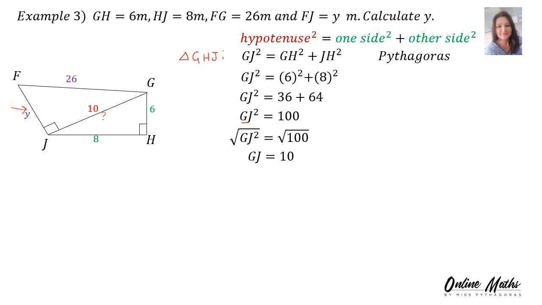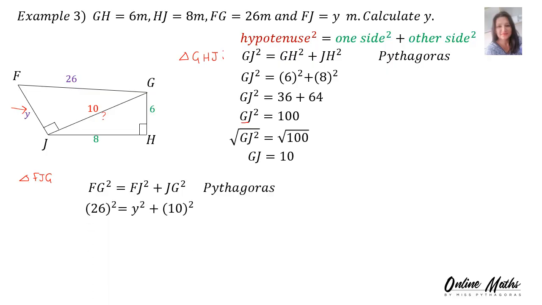Now we can move over to triangle FJG, and again the theorem of Pythagoras is the hypotenuse squared, which is FG squared, is equal to FJ squared plus JG squared, and you also write Pythagoras. Now we can substitute. FG is 26 squared equals FJ is y, that's the one we're looking for, plus JG squared, which is 10 squared.